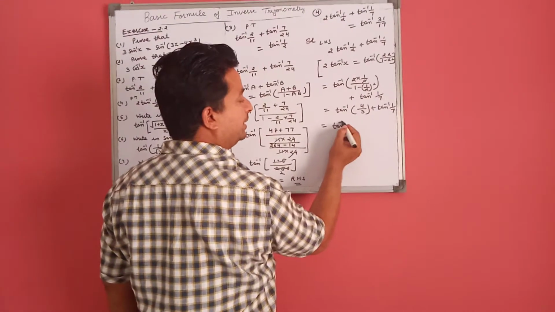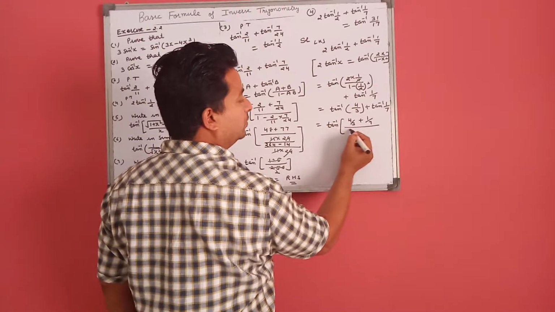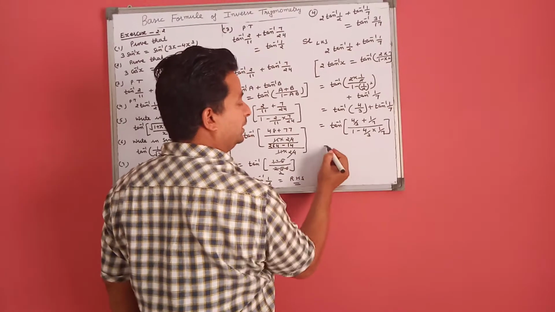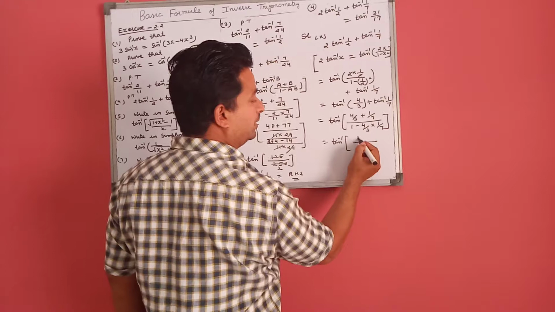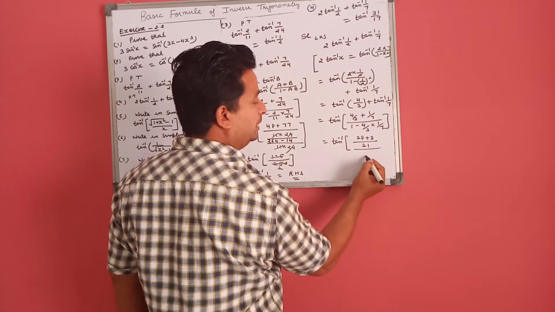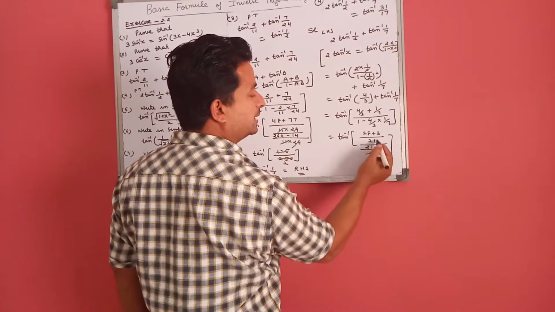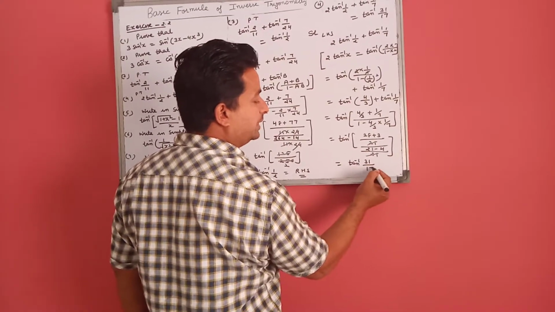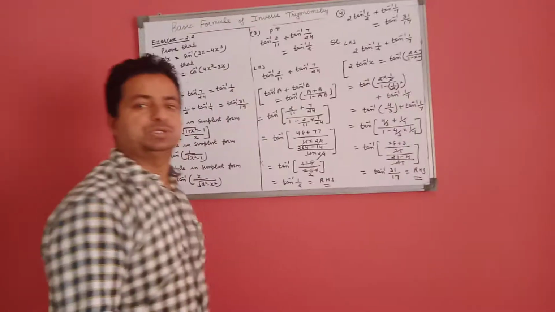We use the same identity, tan inverse of A plus B over 1 minus A into B. Then we get tan inverse, LCM is 21, 28 plus 3, LCM is 21 minus 4. This cancels out, we get tan inverse 31 by 17. This is the right hand side of the question.